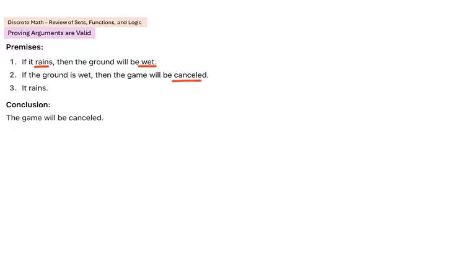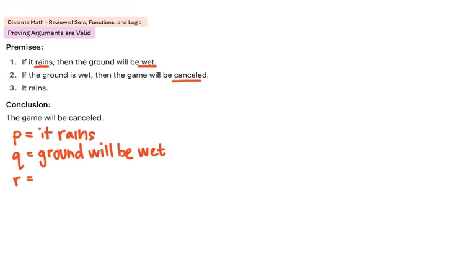So I see that we can say P is it rains. Q can be the ground will be wet. And then R can be the game will be canceled. Okay, the next thing I want to do is match these premises with their symbols. So we can just put symbolic representations of those 3 premises and the conclusion.